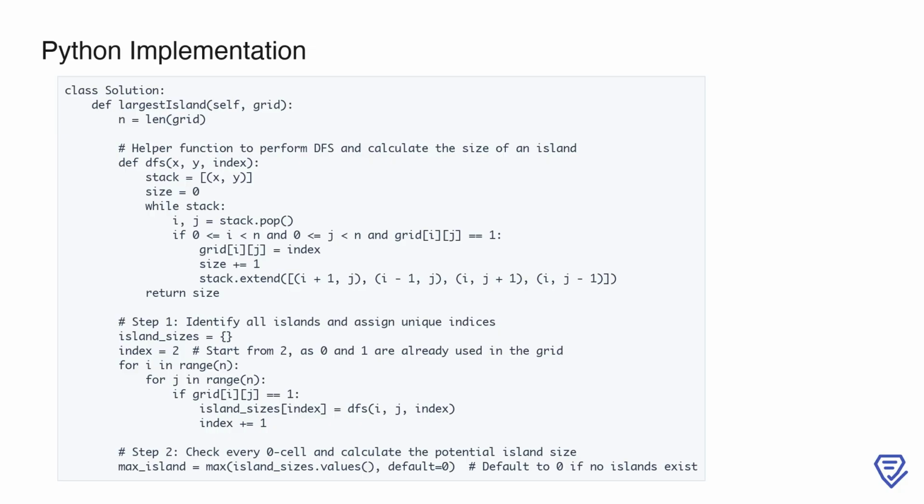We start assigning indices at 2, since 0 and 1 are already used in the grid for water and land, respectively. At this stage, we also initialize max_island to track the largest island found so far, defaulting to the largest existing island size in the island_sizes dictionary, or 0 if no islands exist.